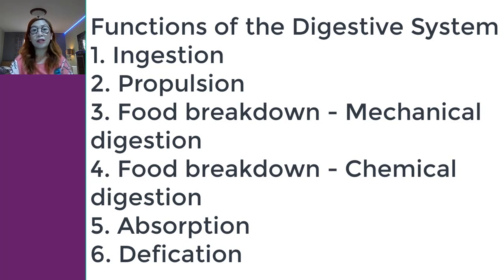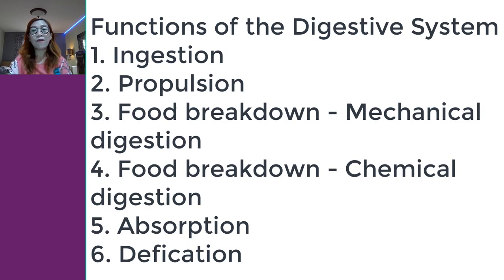The third function of the digestive system is food breakdown, or mechanical digestion. Mechanical digestion prepares food for further degradation by enzymes by physically fragmenting the food into smaller pieces. Examples of mechanical digestion are mixing of food in the mouth by the tongue, churning of food in the stomach, and segmentation in the small intestine.